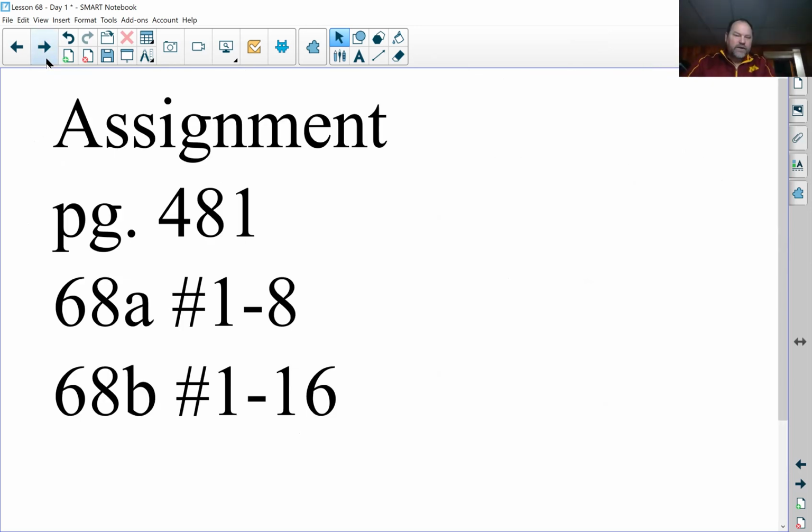So your assignment on page 481, 68A, 1 through 8, those are just basic exponential function graphs. And then 1 through 16 in 68B will be those basic graphs, but translated. So if you have the graph drawn in part A, that makes it very easy to apply the translations. So it shouldn't be a whole lot extra work. Some of them I think will be pretty easy for you to do. Hopefully all of them are easy for you to do.